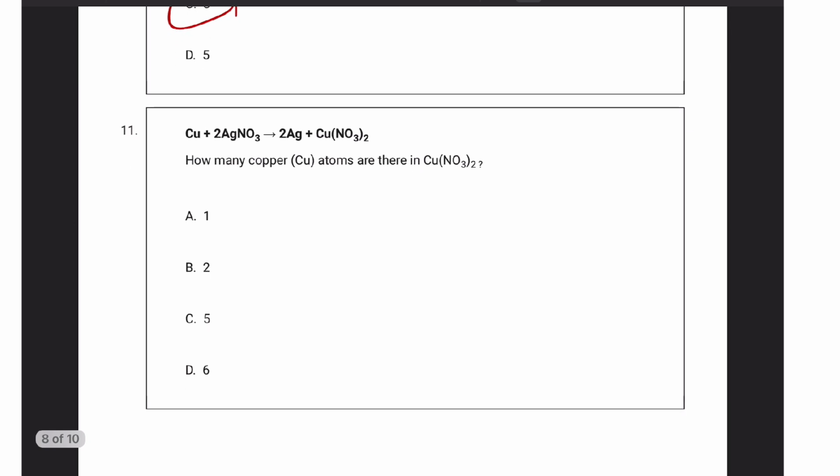Number 11. How many copper atoms are there in Cu(NO3)2? So we're looking at this one right here. How many copper atoms are there? There's nothing in front of it, so we assume that it's a 1. And there's nothing after it, so that means that there is just 1. Just 1.